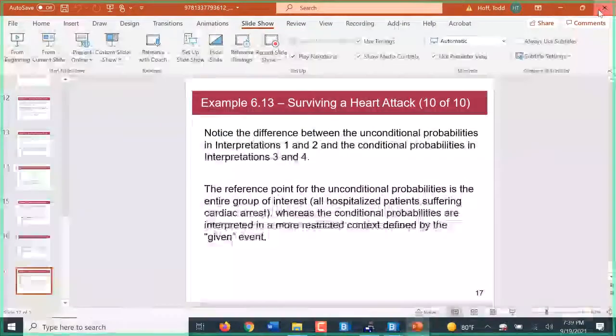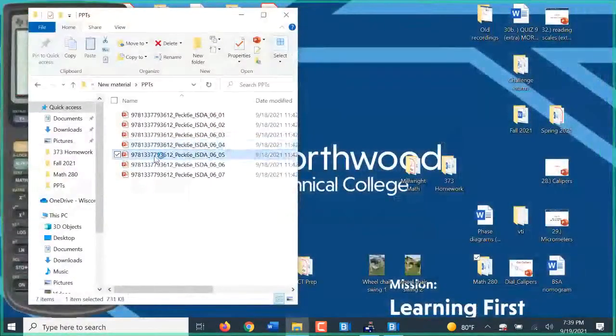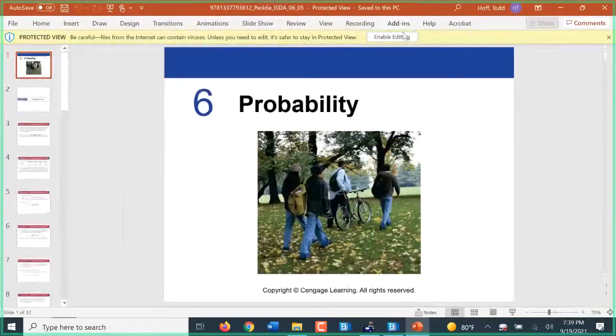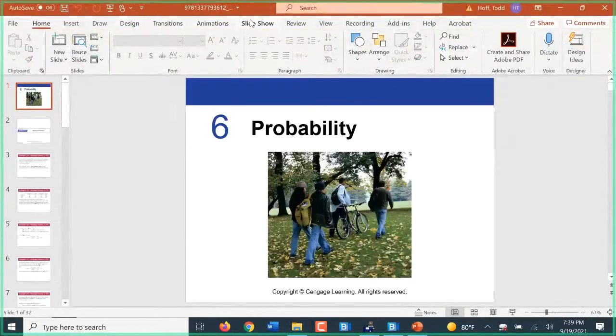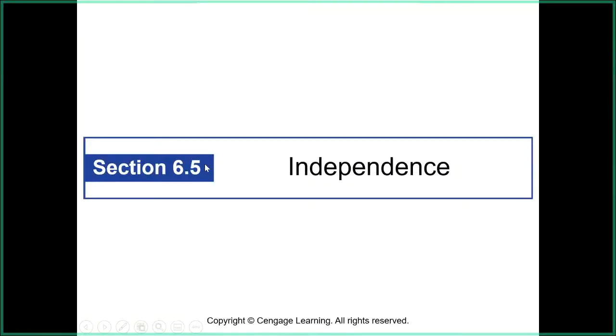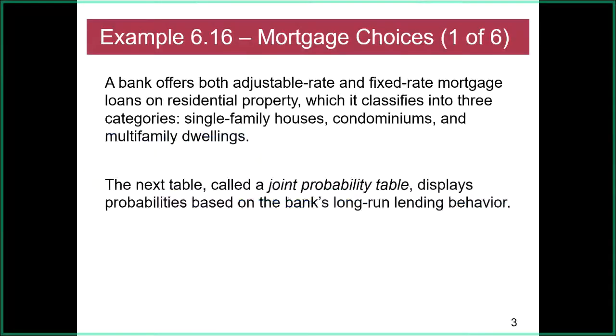Next on our list, more with probabilities, independence. Independent events is where the probability of one event occurring does not change if we know that another event has already occurred. Like rolling a die and flipping a coin. If we flip the coin and get heads, that does not change the probability of rolling any of the numbers on the die.